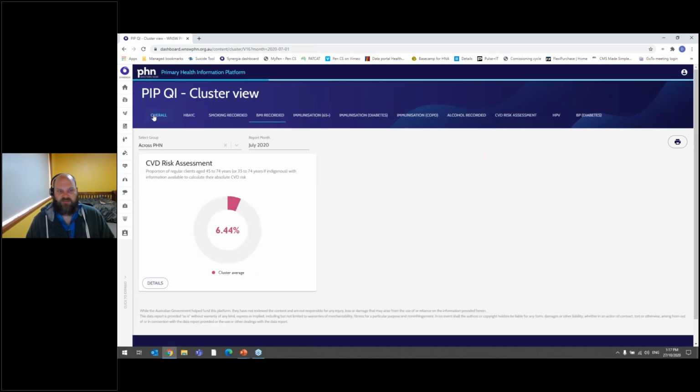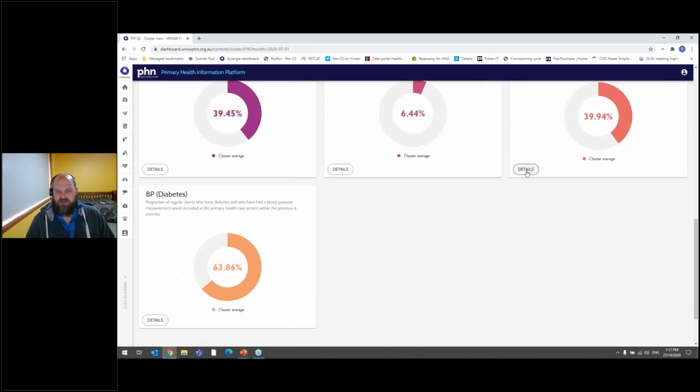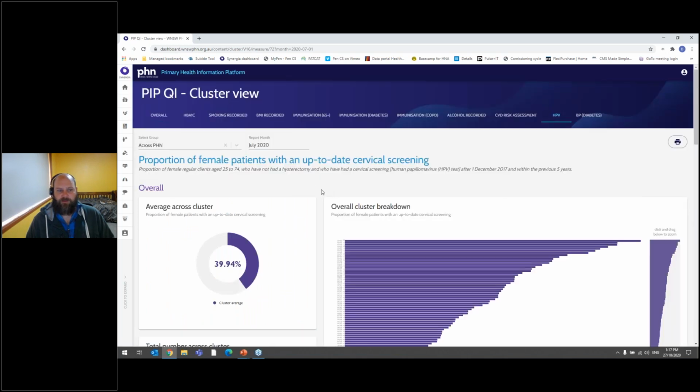improvement programs. Finally, we do have here the HPV. Now, this is a different metric to what was previously reported on the Primary Health Information Platform. We previously had an indicator that looked on the last time someone had a pap smear. We've moved specifically, obviously, with the PIP QI measure to moving to the blood test as opposed to the pap smear now. So that's a change.